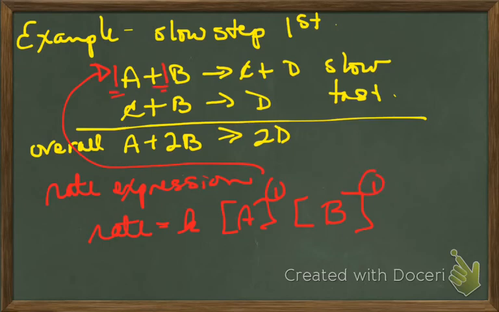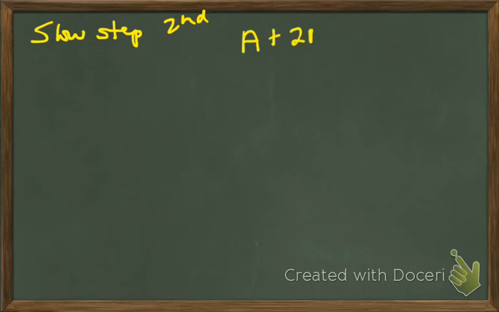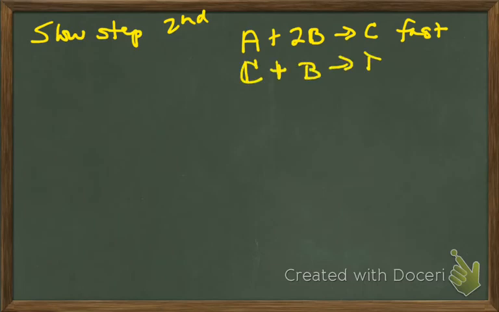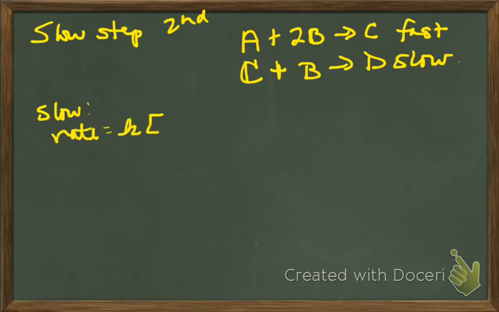All right, so now let's look at the second example where we have the slow step second. Let's say we have A plus 2B goes to C, call that a fast step. And we have C plus B goes to D as your slow step. So we're going to write the rate expression for the slow step first. So rate is equal to the rate constant times the concentration of C times the concentration of B.